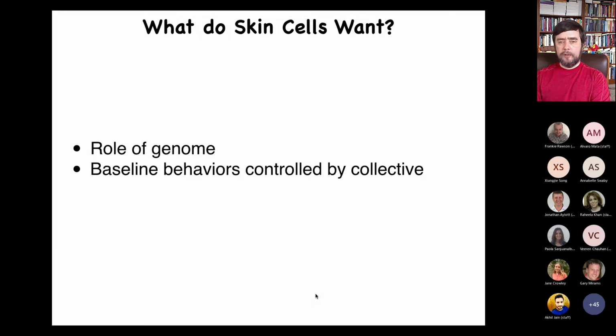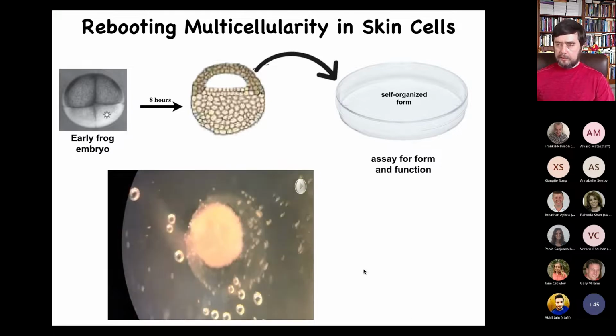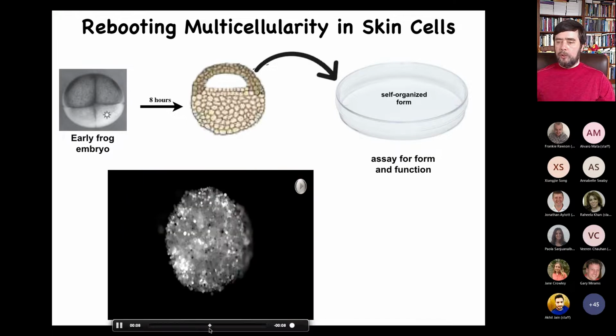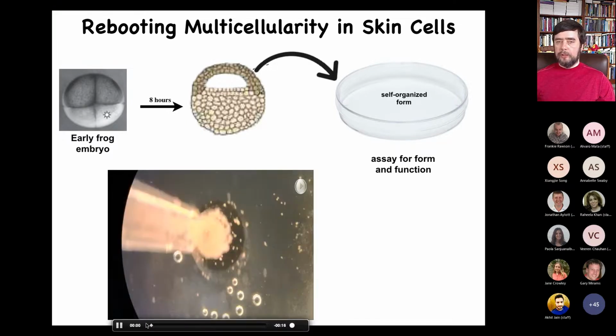And so we have a synthetic morphology project that addresses these kinds of questions, that talks about the role of the genome in setting those kinds of goals and the baseline behaviors. So here's what we did. We took some skin cells from an early frog embryo. So this top region here, these are just skin cells, and we asked the simple question: what would happen if we liberated them from the rest of the embryo? We don't add anything. There are no transgenes, no weird drugs, no nanomaterials, nothing. We don't add anything, but we do subtract something. We subtract the instructive influence from the rest of the body. And we ask, what do skin cells actually want to do if they're on their own?